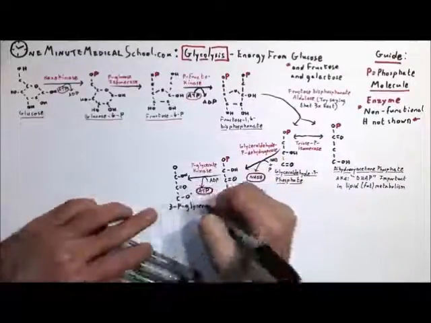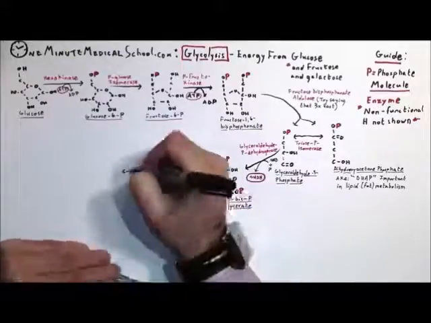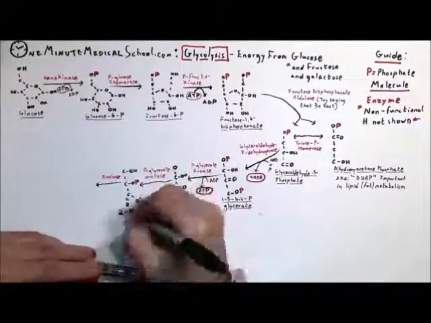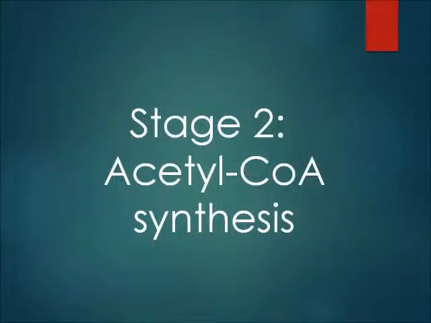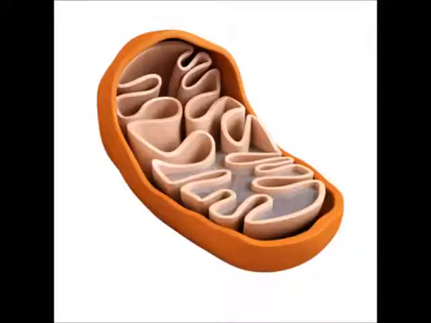If you're just interested in metabolism, this is a fundamental metabolic pathway. The end result of it is a molecule called pyruvate. In the second stage of cellular respiration, which is called acetyl-CoA synthesis, this takes place in the mitochondrial matrix. The pyruvate is transported into the mitochondrial matrix, where it is converted to acetyl-CoA. The pyruvate is oxidized and splits to form carbon dioxide.